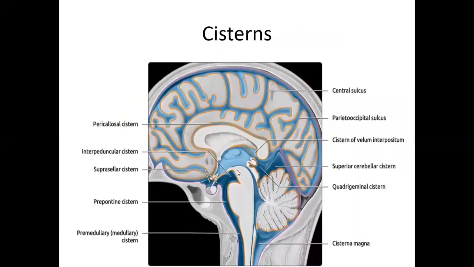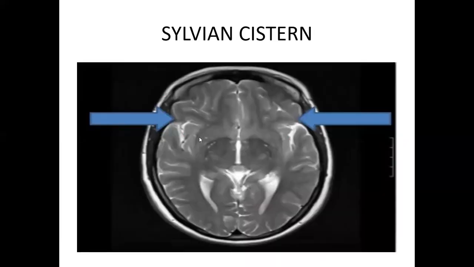The other CSF spaces are known as cisterns. We have a pre-callosal cistern, interpeduncular cistern, suprasellar cistern, prepontine cistern, premedullary, and quadrigeminal cistern, above the cerebellum, behind the midbrain, cisterna magna, cisterna velum interpositum. So this is the sylvian cistern around the sylvian sulcus.